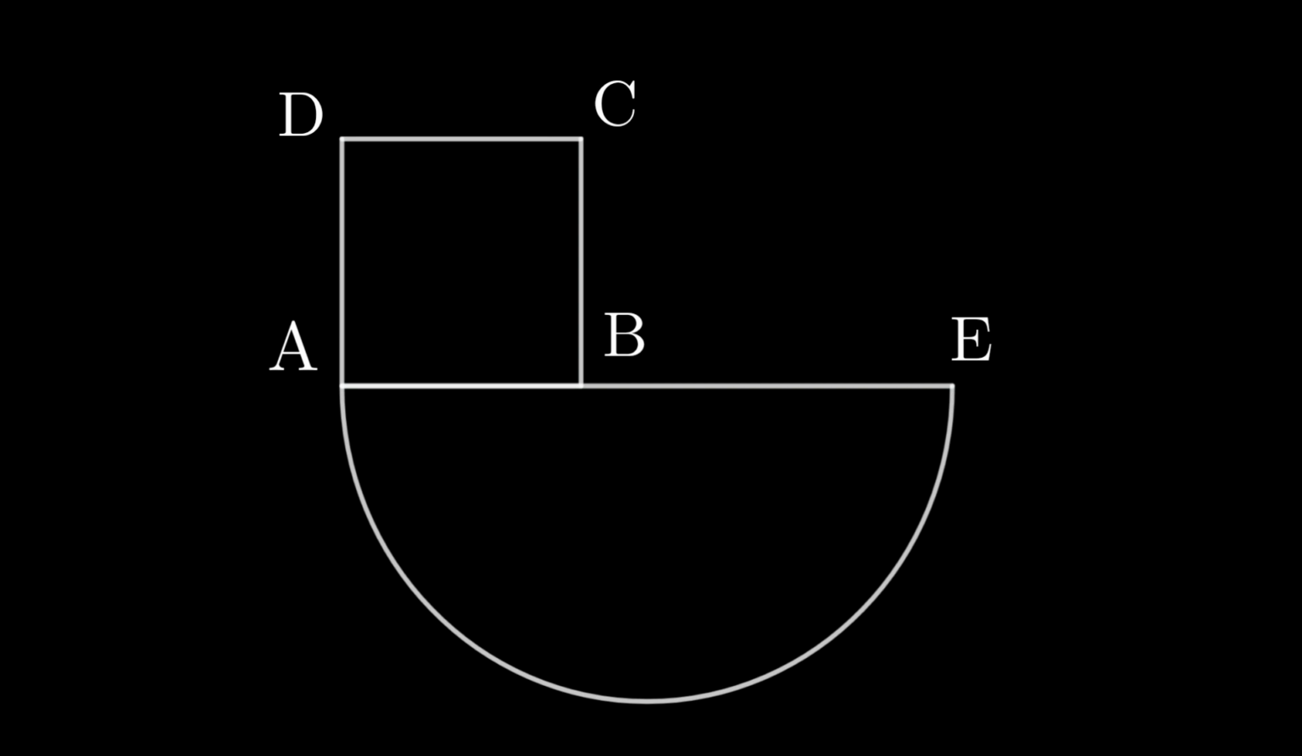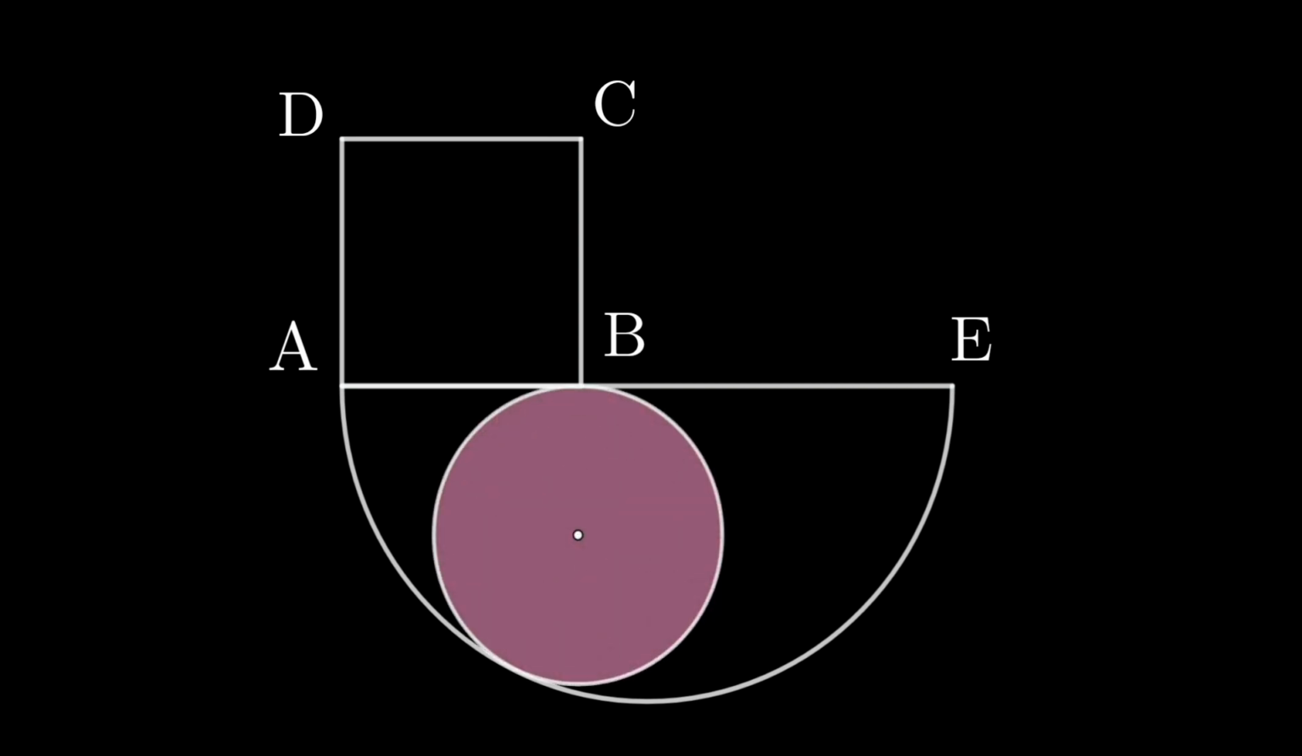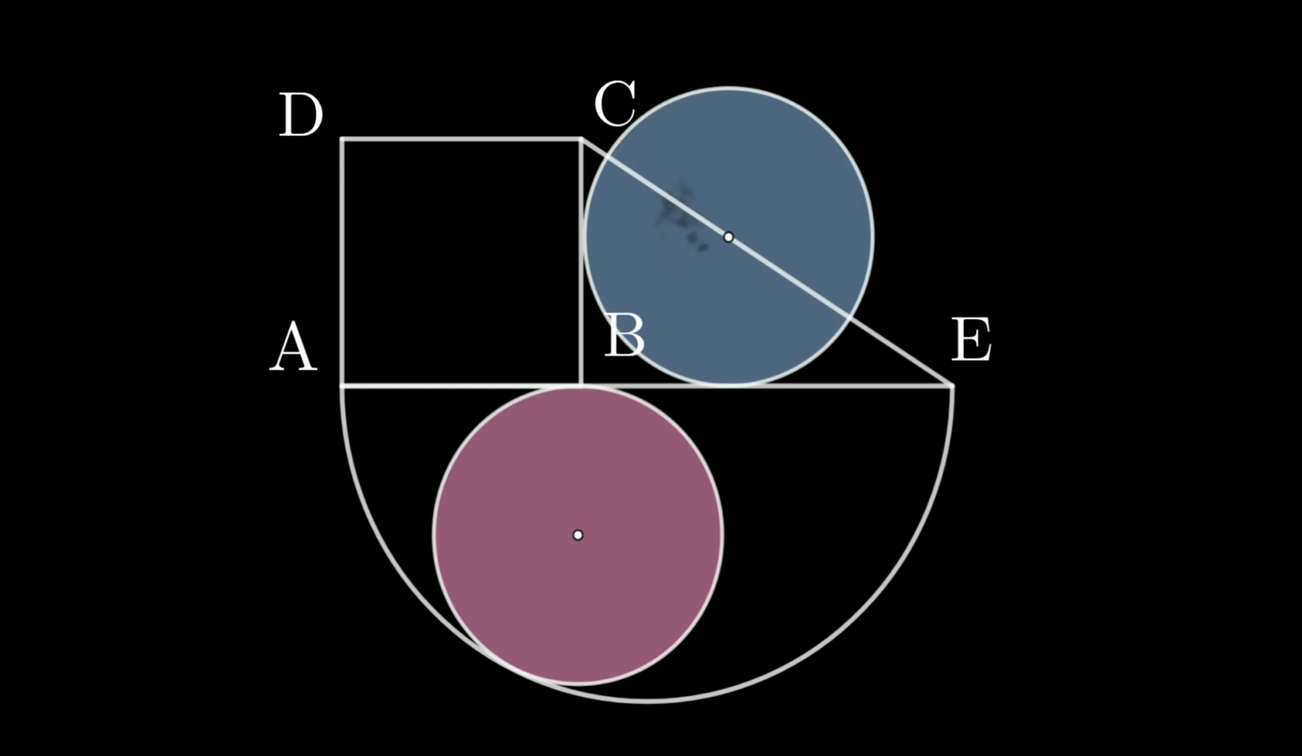Now we draw a red circle such that it is tangent to the semicircle and also tangent to the diameter of the semicircle at point B. Now we draw a line segment joining the points C and E. Now we draw a blue circle such that the center of the blue circle is on the line segment CE and this circle is tangent to the side of the square and the diameter of the semicircle.